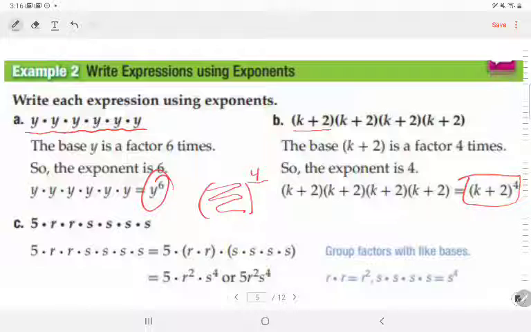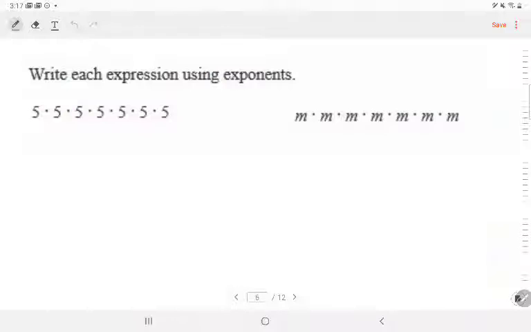So we have 5 times r times r times s times s times s times s. What you would do is you would group the like terms together. And in this case, we would just have a 5. We have 2 r's, so that's r to the second power, and we have 4 s's, so that's s to the fourth power. Or simply 5r squared s to the fourth power.